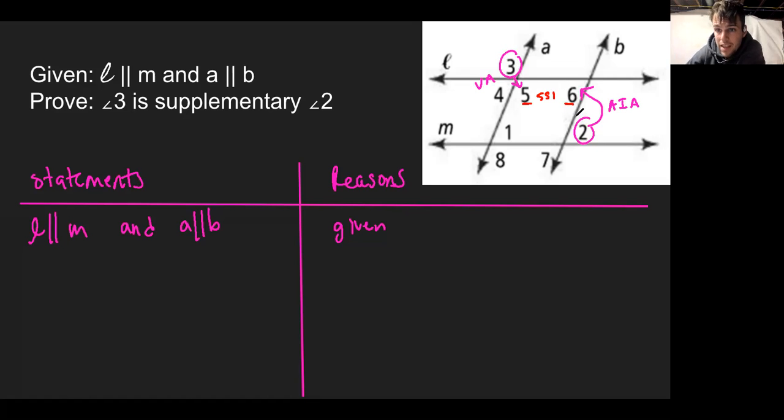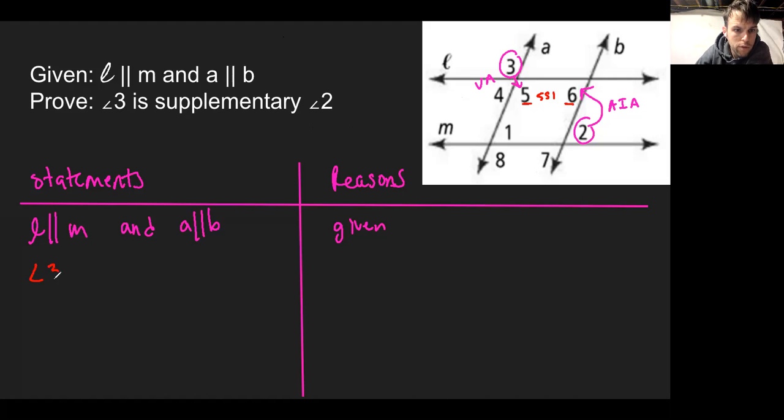I'm going to state that these are equal so that I can use them for a substitution whenever I want. And I'm going to use the same side interior angles to say these are supplementary, and then make a substitution. Replace 6 with 2, 3 with 5. Therefore, we'll have our conclusion that 3 and 2 are actually supplementary. Seems easy enough. Let's do that.